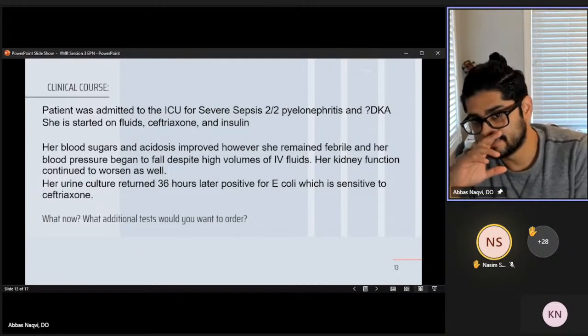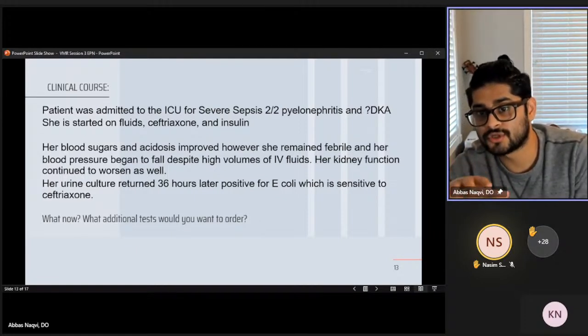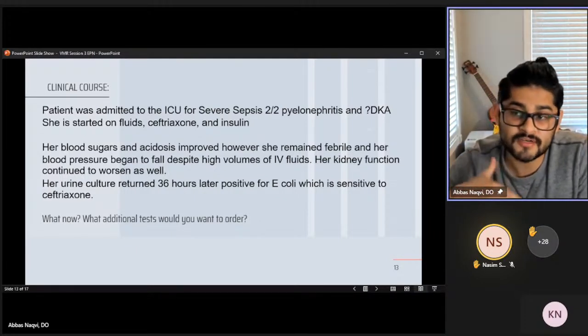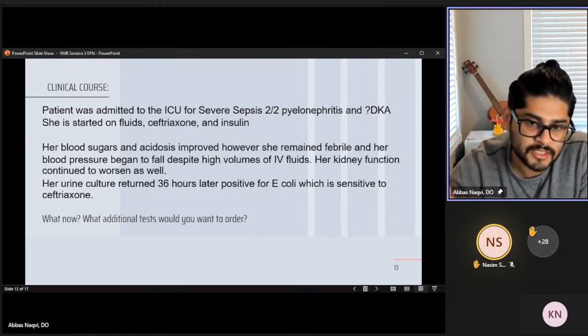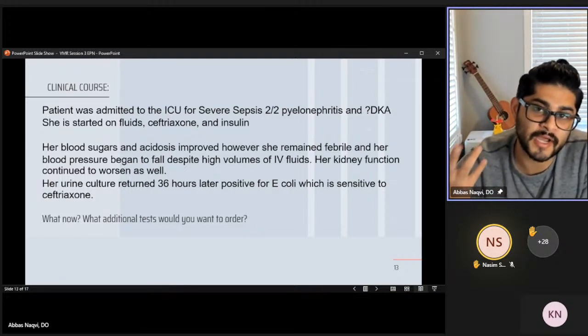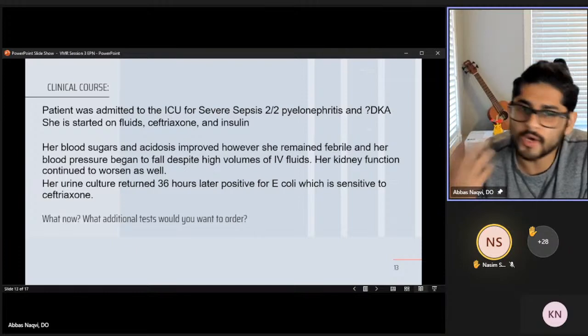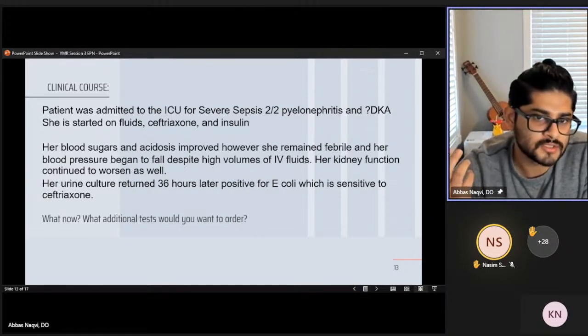And her urine culture returned 36 hours later, positive for E. coli, which was sensitive to the ceftriaxone. So we know that the bacteria that she had in her urinary tract was being treated by the ceftriaxone, by the antibiotic. So what would you do now? What would you want to do at this point?